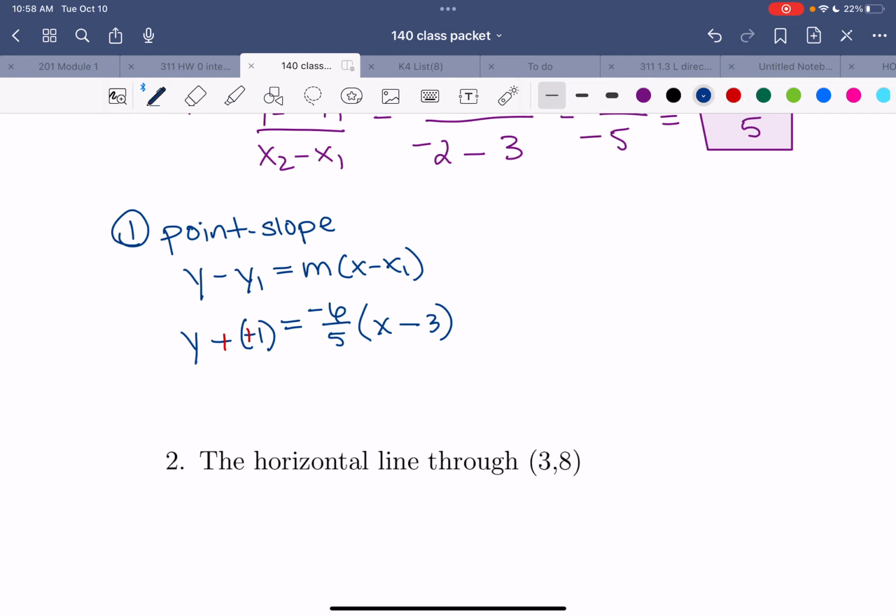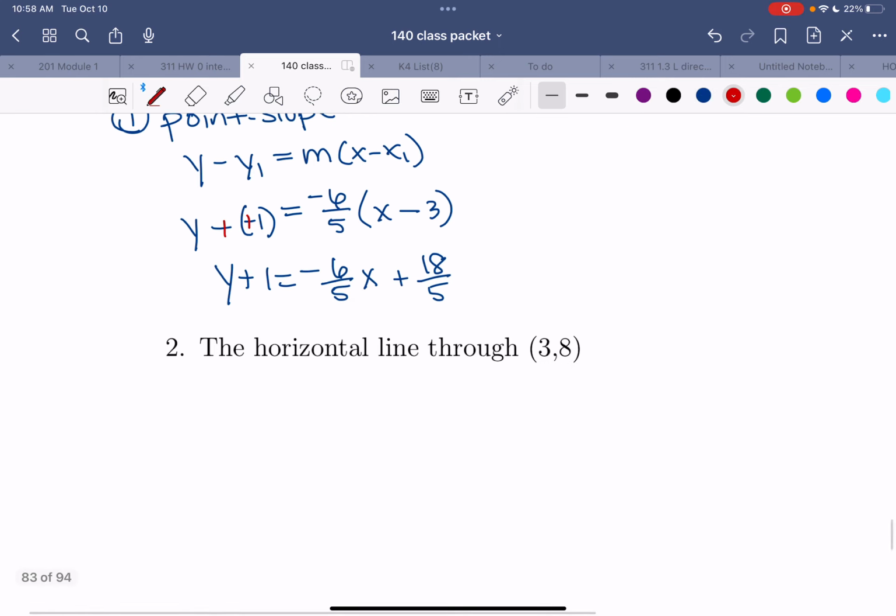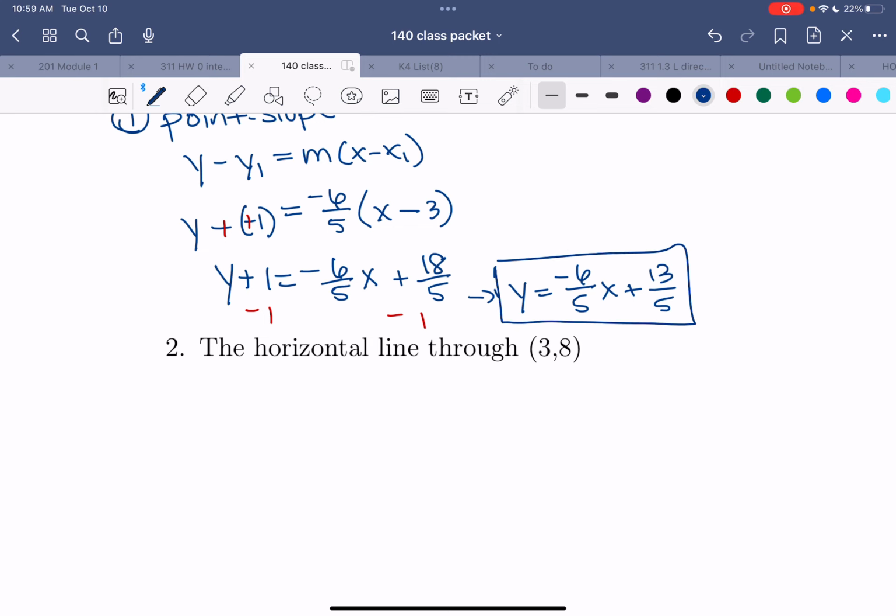And that will give me y plus 1 equals negative, and I'm going to distribute -6 over 5x plus 3 times 6 is 18 over 5. And then we're going to go ahead and solve for y. So we're going to subtract 1 from both sides. So that's going to mean I get y equals -6 over 5x. And 18 over 5 minus 1 is going to give you 13 over 5. Okay, so that's my equation of the line.